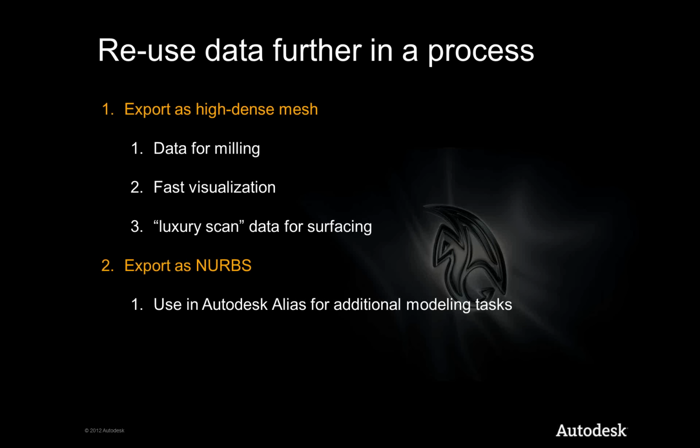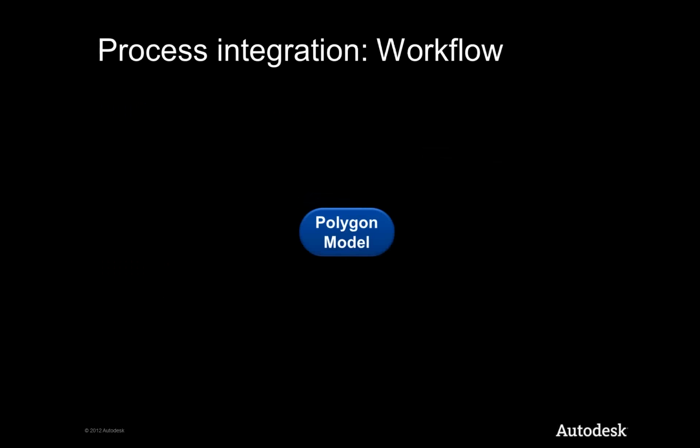If you use the export as NURBS, you can reuse this data in Alias or in any other NURBS model as a base for adding some features. They work better in the NURBS world, as mentioned: complex openings, gaps, and something like this. But let's go further into the process integration. Now I display a simplified workflow of how this may work.